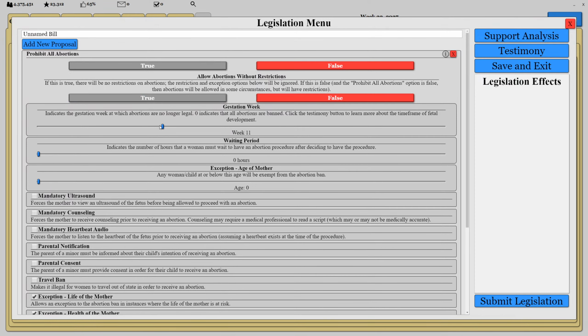Gestation week. So we're going to affect the 16 weeks, the number of hours that a woman must wait to have an abortion procedure after deciding to have the procedure. This age will be exempt from the abortion ban.